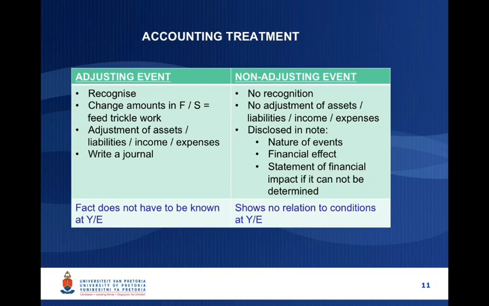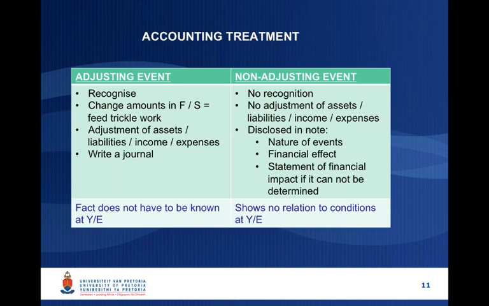And then for a non-adjusting event, you do no recognition. That means no adjustment to assets or liabilities or income. It is only disclosed in the note. And what needs to be disclosed in the note? The nature of the events, the financial effect, and the statement of financial position impact, or a statement that the financial effect cannot be determined.